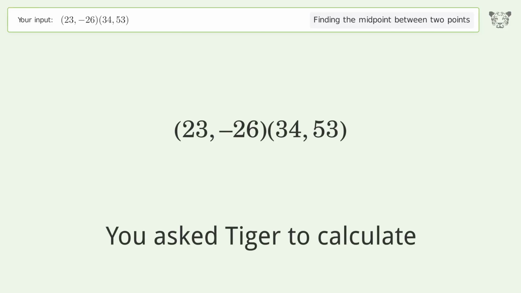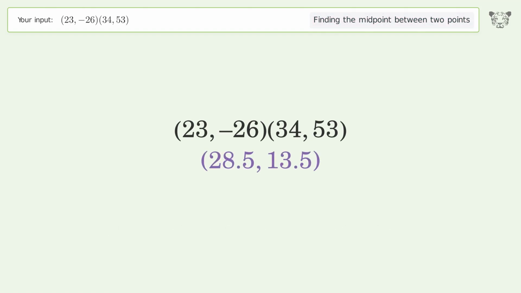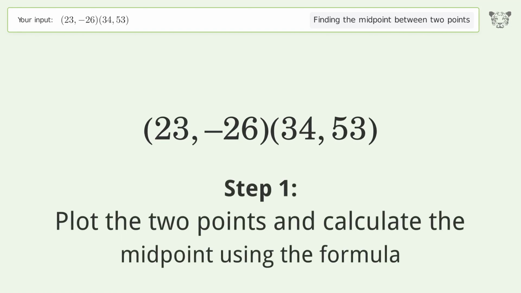You ask Tiger to calculate. This deals with finding the midpoint between 2 points. The midpoint between the 2 points is 28.5, 13.5. Let's solve it step by step. Plot the 2 points and calculate the midpoint using the formula.